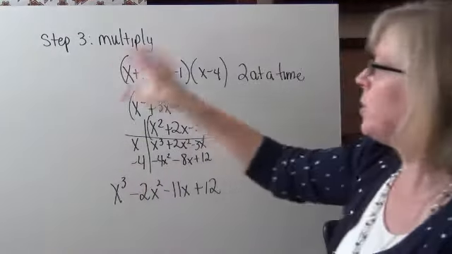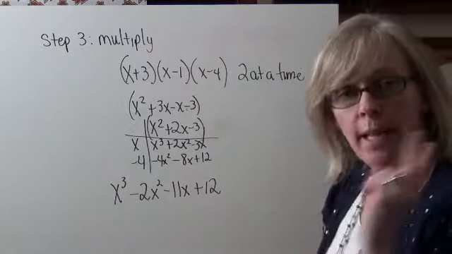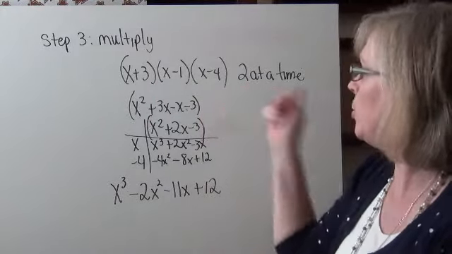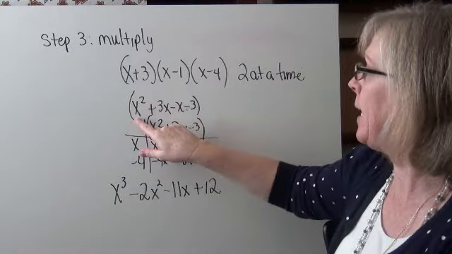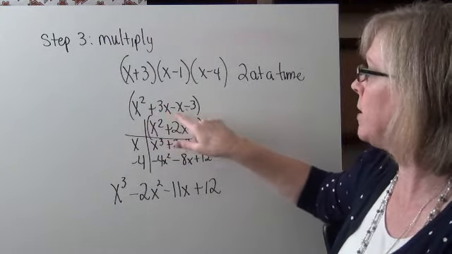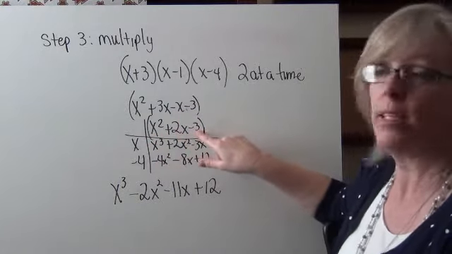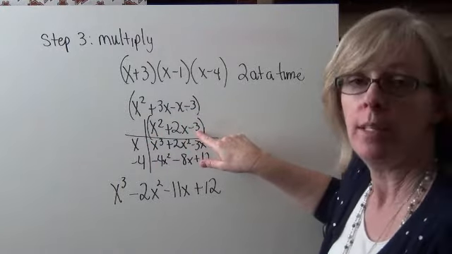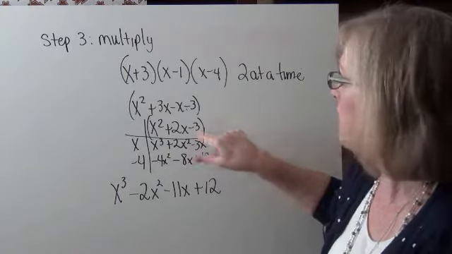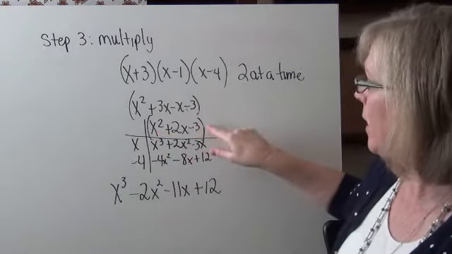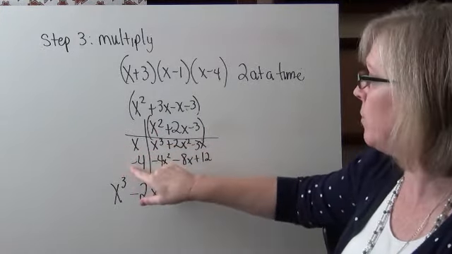Now once I have my factors, I'm simply going to multiply them together. When you have 3 numbers, you're multiplying 2 at a time. It doesn't matter which 2. So I chose to multiply these 2 together, and I FOILed it, and I got x squared plus 3x minus 3, or x squared plus 2x minus 3. If you don't remember how to do that, then you need to go back and look at multiplying with the area model.